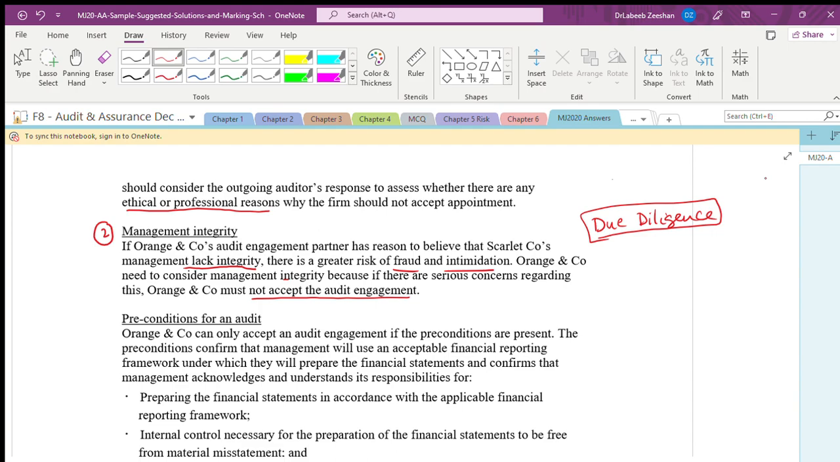If there is any question mark, any sense that there is a lack of management integrity and there is a risk of fraud and intimidation, the auditor should consider this and should not accept the audit engagement. Is it right?